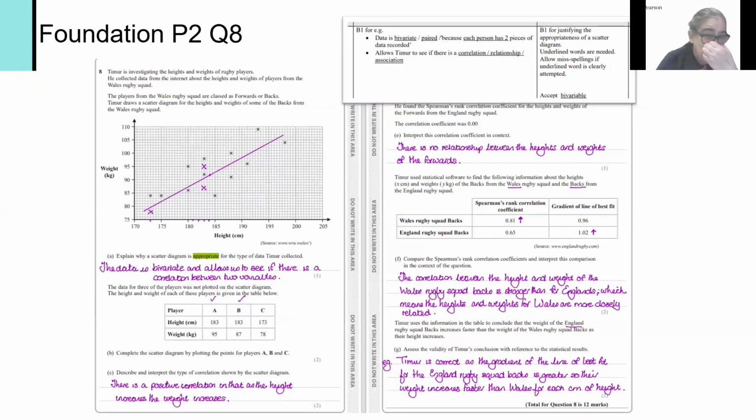Again, I'm not talking about it being chalk and talk. We use this because the data's bivariate. It should be, when wouldn't we use it? I couldn't use it for this group of data.